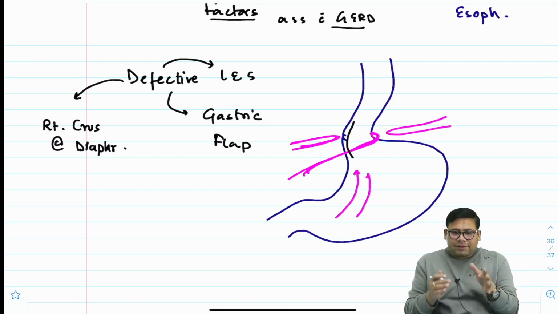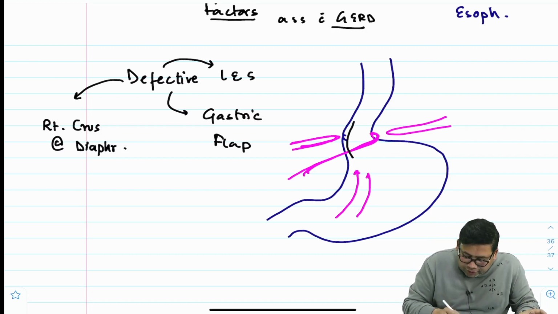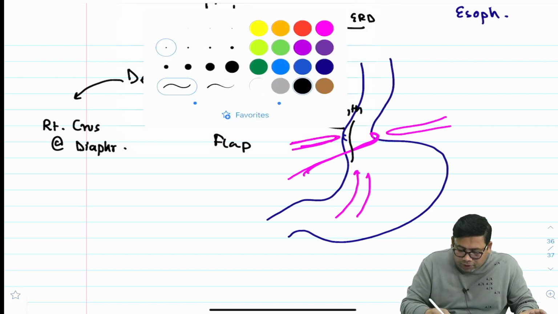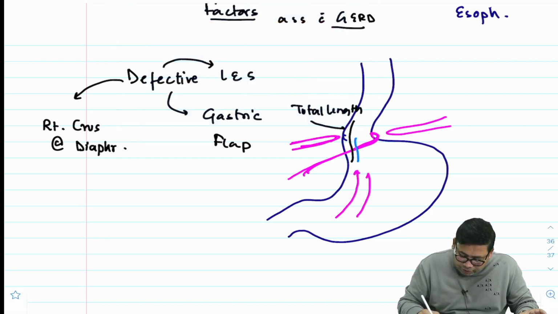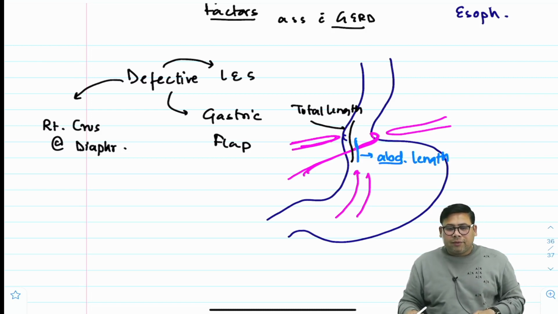Okay, so try to understand this very simple thing, that this is the total length. There are two important things. There is the total length, point number one, and this length is known as the abdominal length of the esophagus. So there are two important things which maintain the tone, total length and the abdominal length.